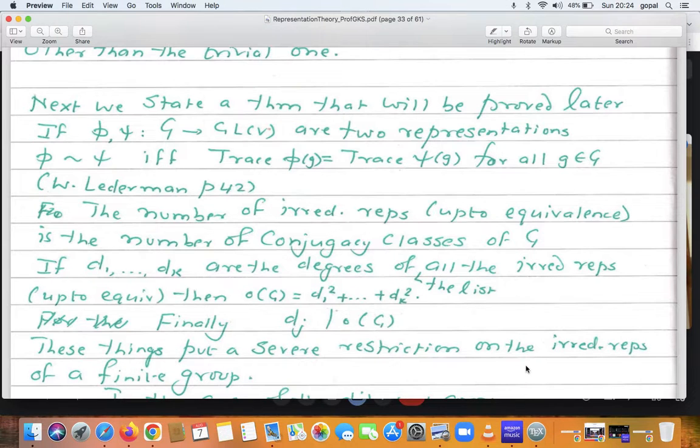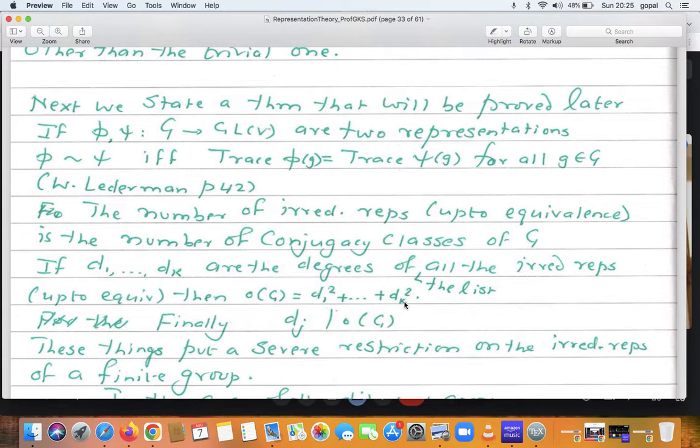So what is the order of the dihedral group? It is 10. So what are the possible degrees of irreducible representations? 1, 2, 5, and 10. That's all. Now look at this equation: the order of G is d1 squared plus d2 squared plus up to dk squared. Obviously 10 is out. Even 5 is out because 5 squared is 25. So 10 must be equal to a sum of squares. Already we have 2 representations of degree 1 and 1 representation of degree 2. So 2 squared is 4, and 4 plus 1 plus 1 is 6.